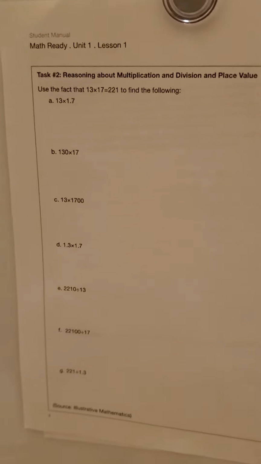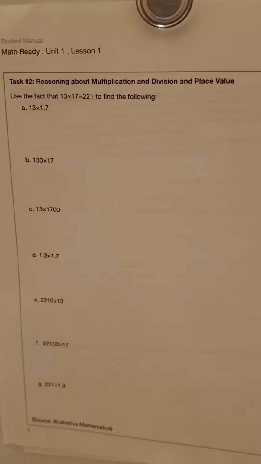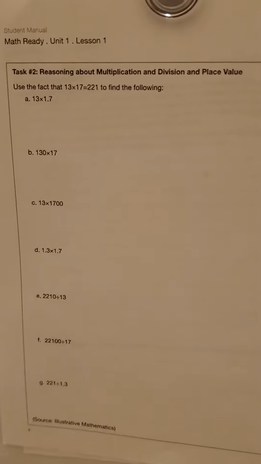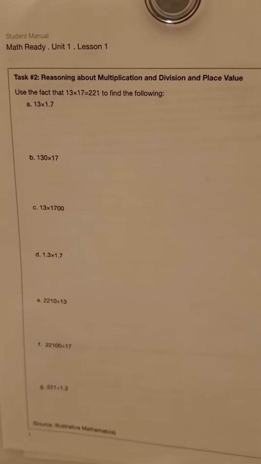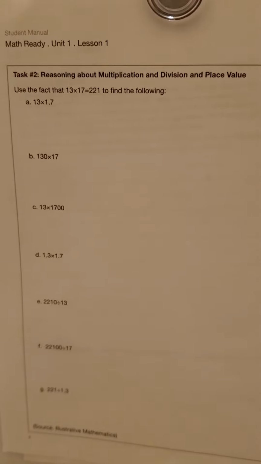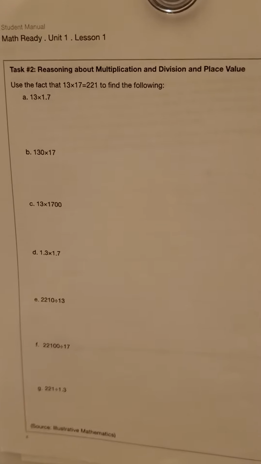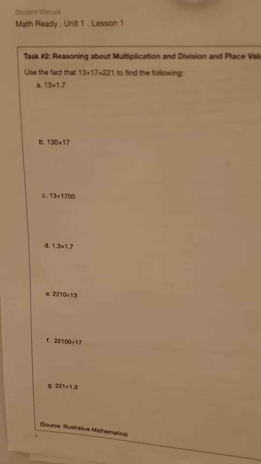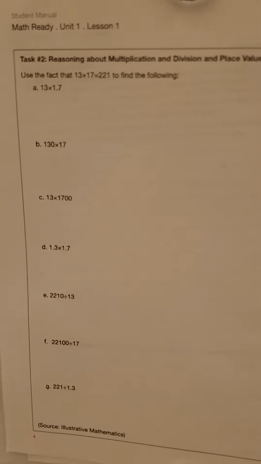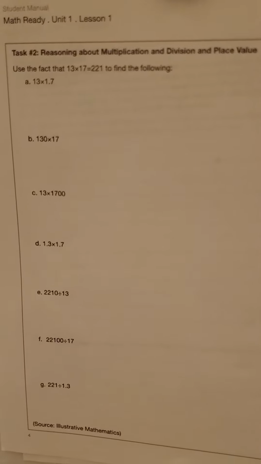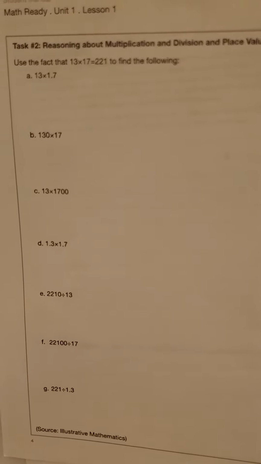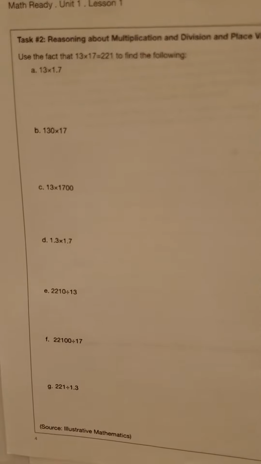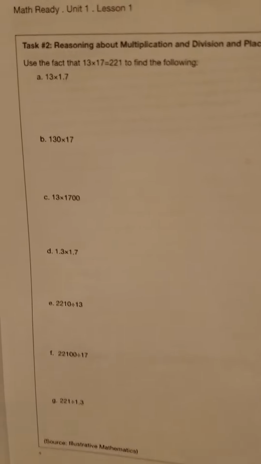All right, task number 2 that you will see in this first lesson that you're working on, they have some questions there. It says you're using the fact that you know 13 times 17 equals 221, and they want you to answer those math questions without using a calculator. Now, I know I have no control over what you're doing at home, but I would like for you to try it. So let's look at the first one, for example.